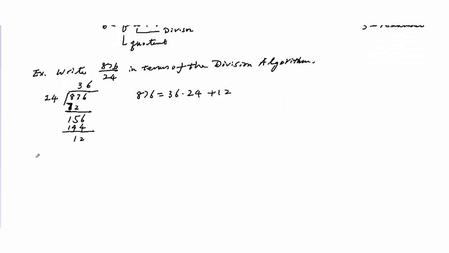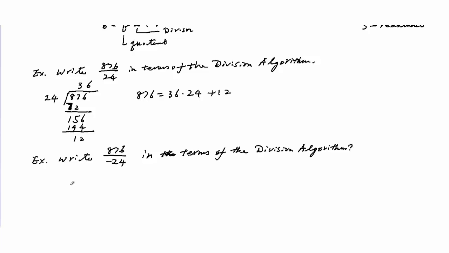Now, this will be different. 876 divided by negative 24. So how do you write this one in terms of the division algorithm? Well, if you do the same, then you have 876 times 20 divided by 24, and then you do the same exactly like this one, okay?